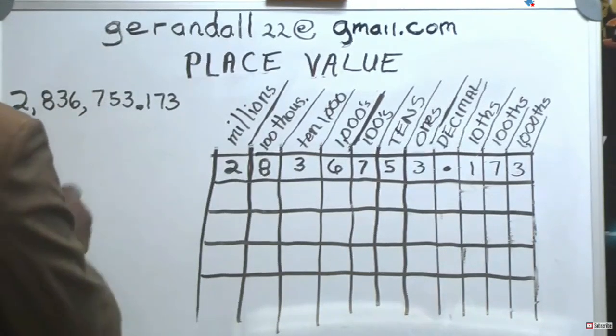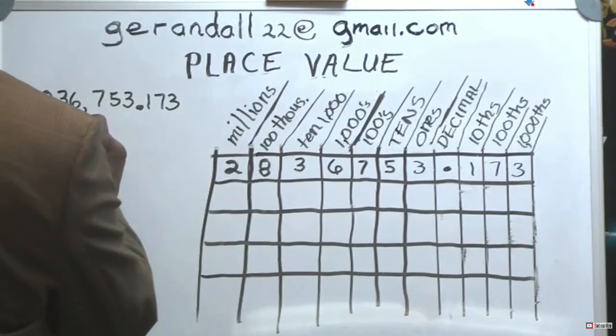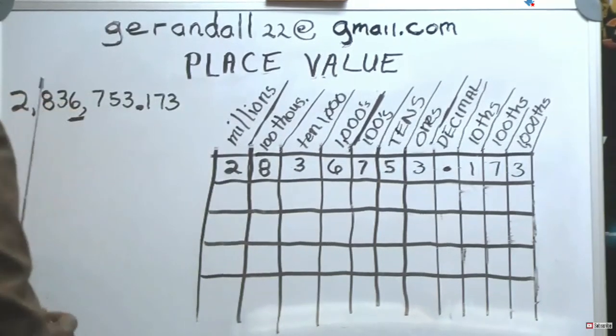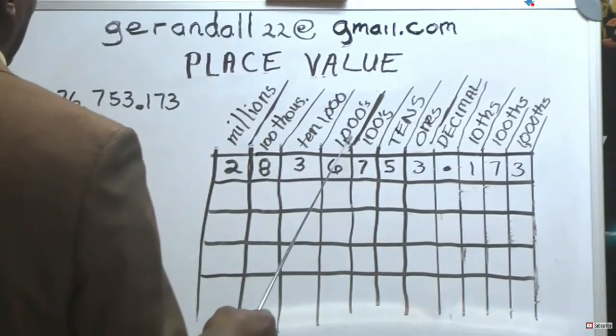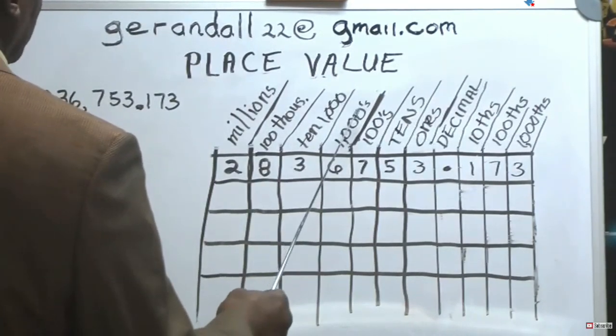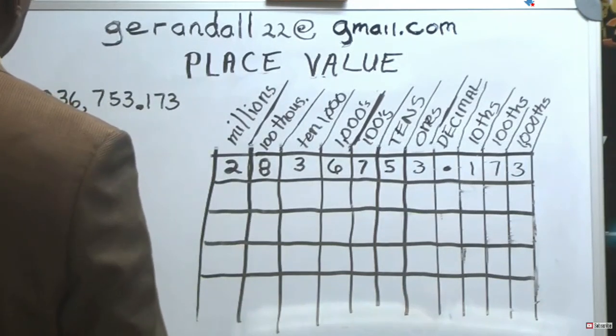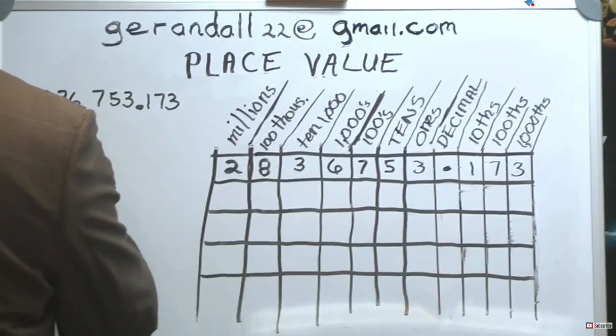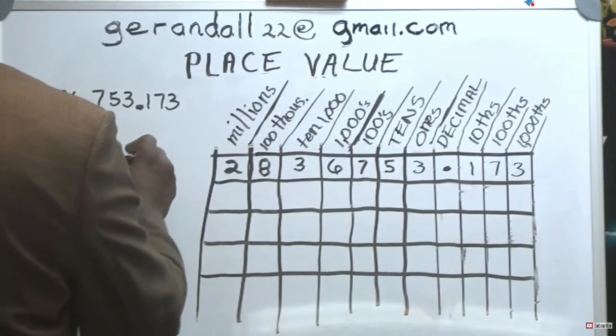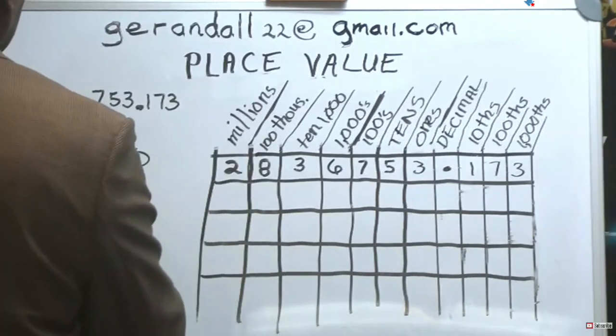If we looked at and underlined the number 6, we would be at the 6,000 portion of that number. And the expanded form of that would be 6 times 1,000 for 6,000.